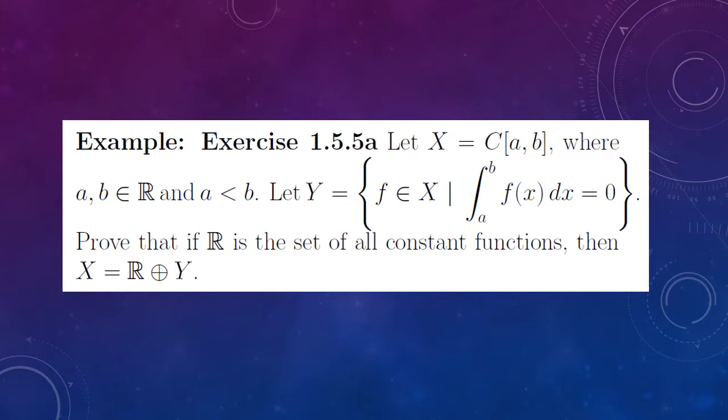And let Y be the collection of all functions in X such that the integral over a and b is 0. If we allow R to coincide with the set of all constant functions, then it turns out that X is actually a direct sum of R plus this set Y. So all continuous functions on [a, b] are a direct sum of constant functions plus functions that integrate to 0. That's kind of an interesting idea because a lot of those functions don't integrate to 0.